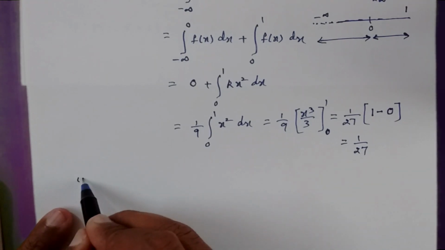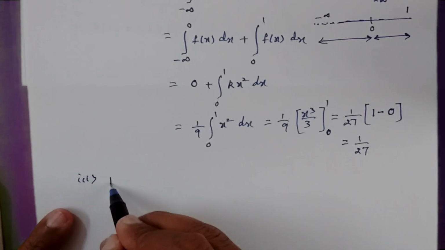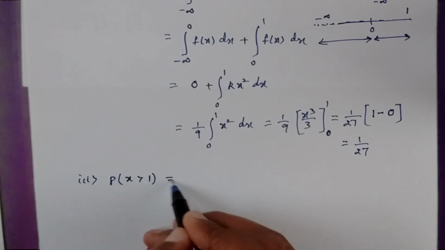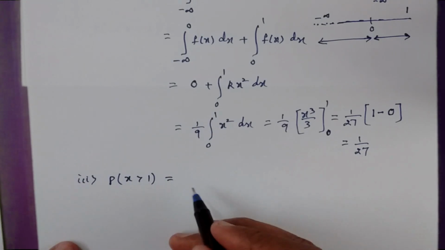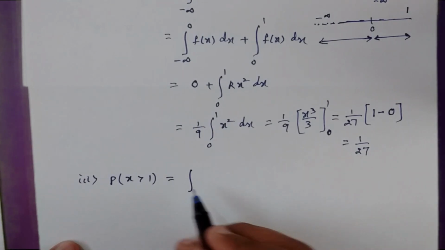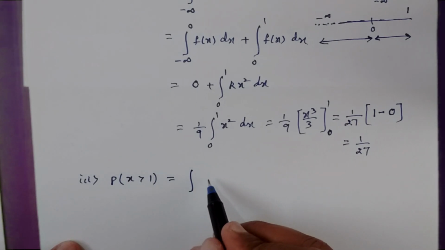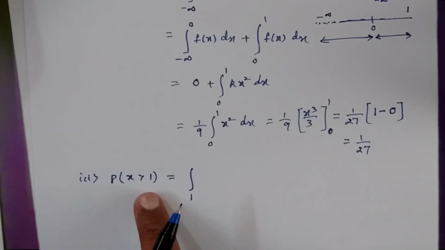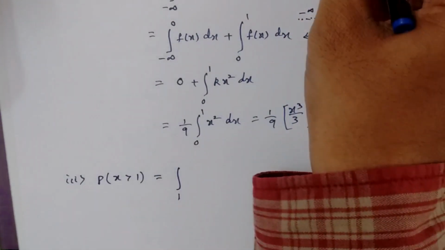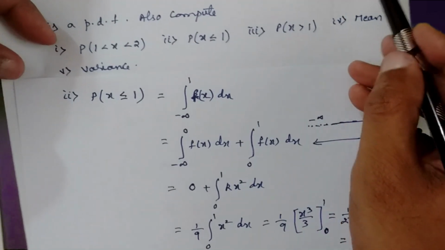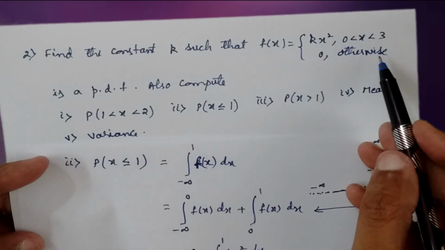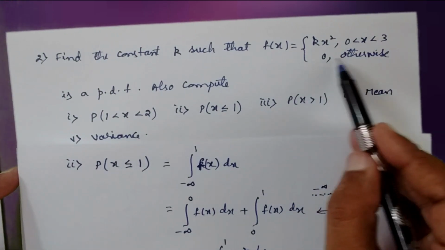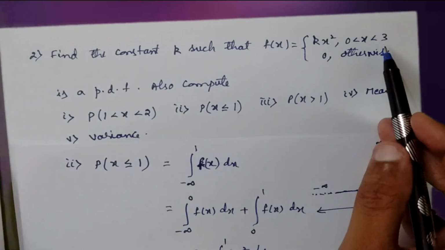Now move on to the third result. Third result, if you try to observe the question, is the probability when the value of x is greater than 1. If it is greater than 1, the integral starts from 1 onwards, right? From 1 onwards it goes up to infinity, but here the value is defined only up to 3. You can see that f of x is defined only up to 3. Beyond 3 the value is 0. So we'll take up to 3.